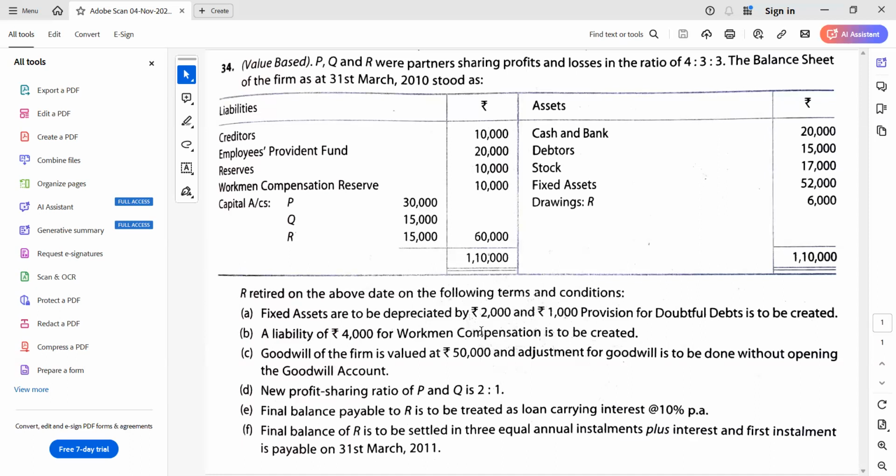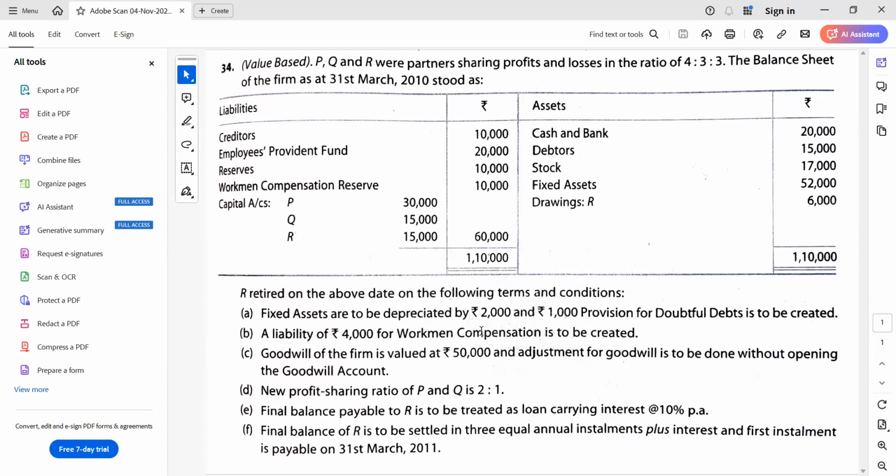Goodwill of the firm is valued at rupees 50,000 and adjustment for goodwill is to be done without opening the goodwill account. New profit sharing ratio of P and Q is 2:1. Final balance payable to R is to be treated as loan carrying interest at 10% per annum. Final balance of R is to be settled in 3 equal annual installments plus interest, and the first installment is paid on 31st March 2011.